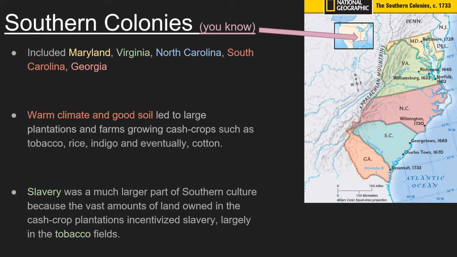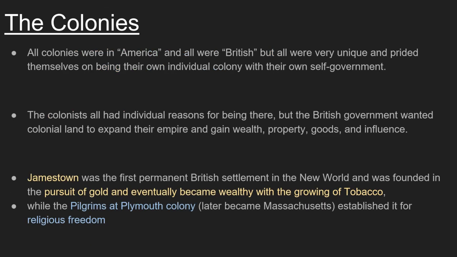The first and foremost was tobacco. Then you have rice, indigo, and eventually cotton became king in the South. So with these cash crops came slavery. Slavery was a much larger part of Southern culture because the vast amount of land owned in cash crop plantations incentivized the ownership of slaves, largely in the tobacco fields originally and then eventually cotton.